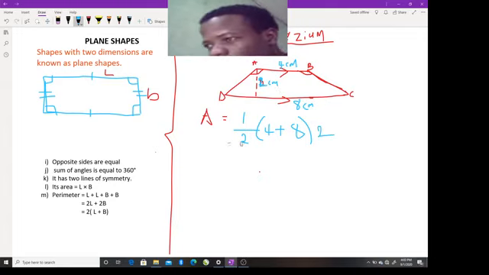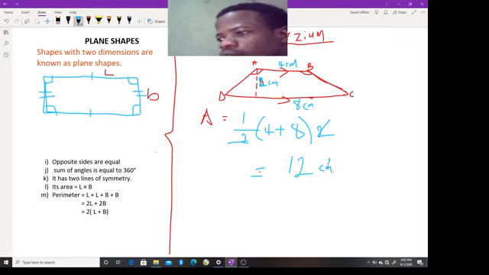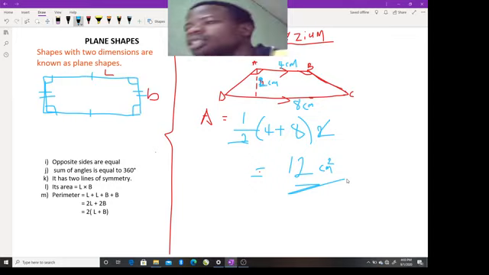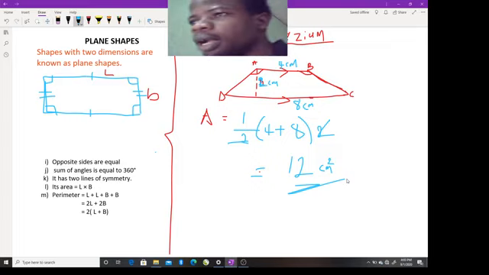What do I have? This 2 can cancel this 2. So my answer becomes what? 12 centimeters square. So it is as simple and direct as that. Thank you for stopping by.